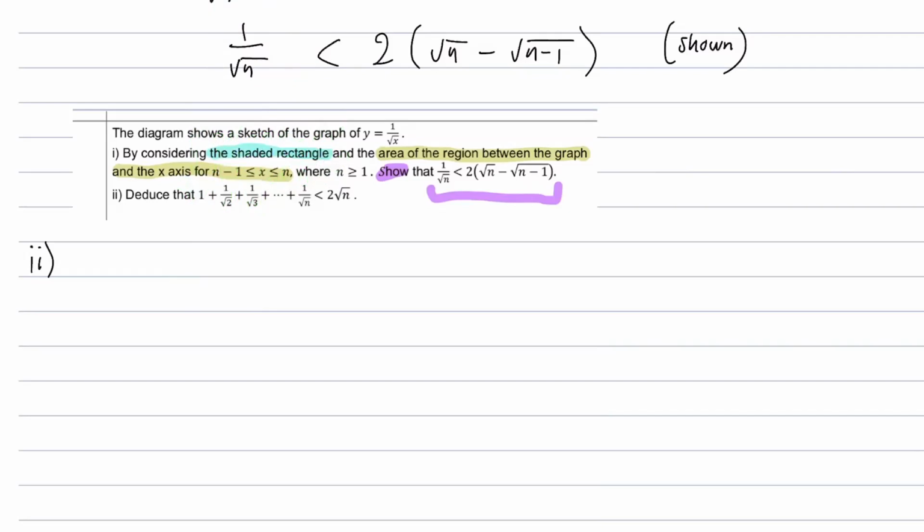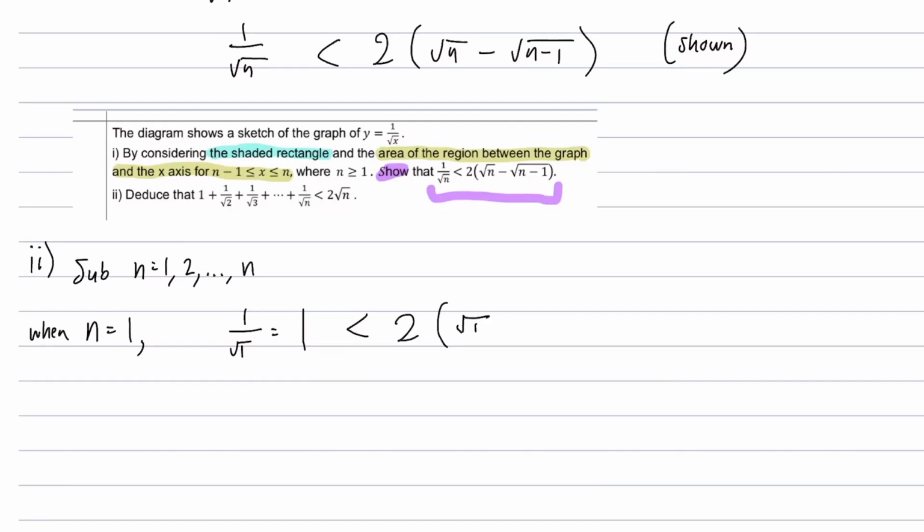So that means if we sub n equals to 1, 2, dot, dot, dot, all the way to n, the generic nth term, then when n is equals to 1, we have 1 over square root of 1, which is just 1. It's less than 2 times square root of 1, which is 1, minus square root of... okay, maybe I show a bit more working.